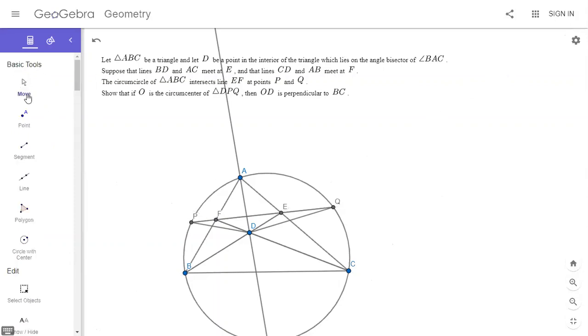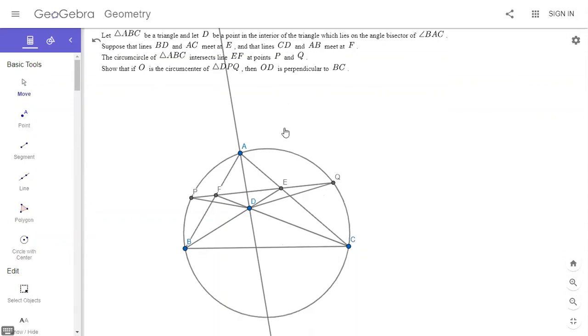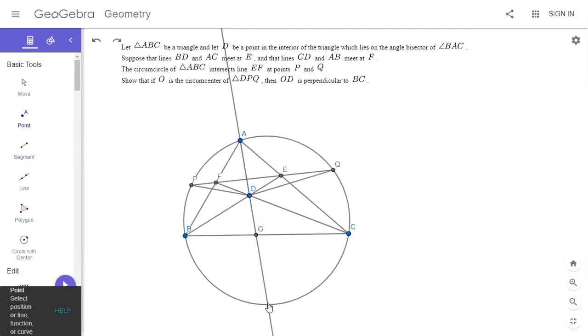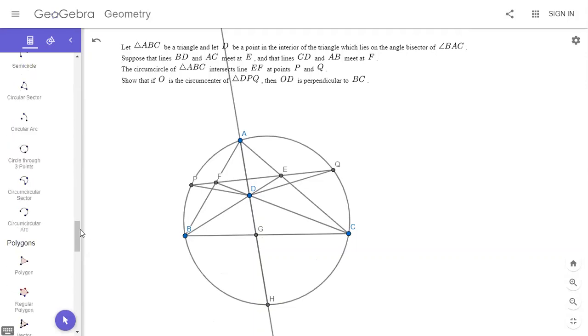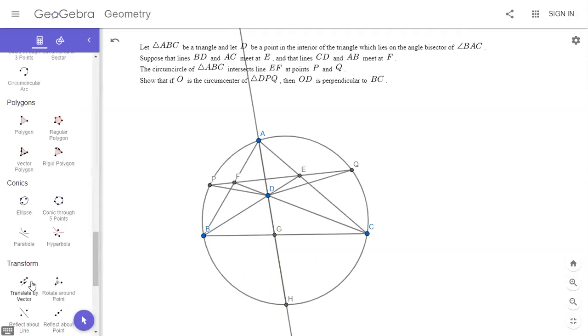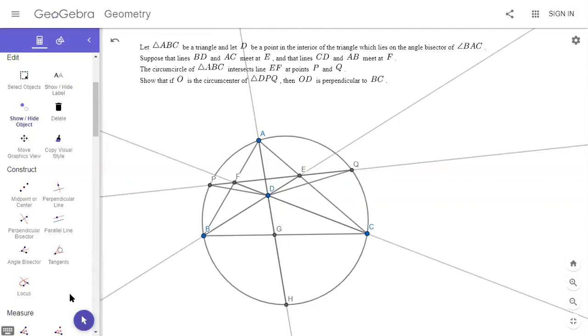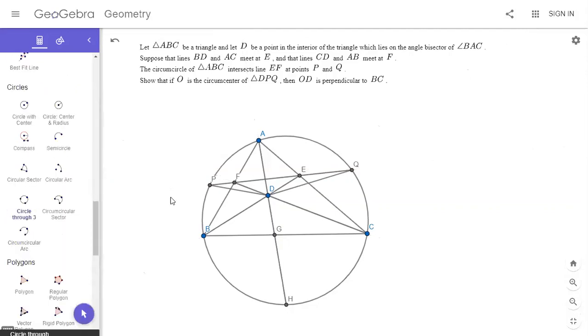Hold on just a second. Actually, let me let it meet the circle at another point. Okay, so O is the circumcenter of DPQ. Yeah, so this is going to be a big circle.